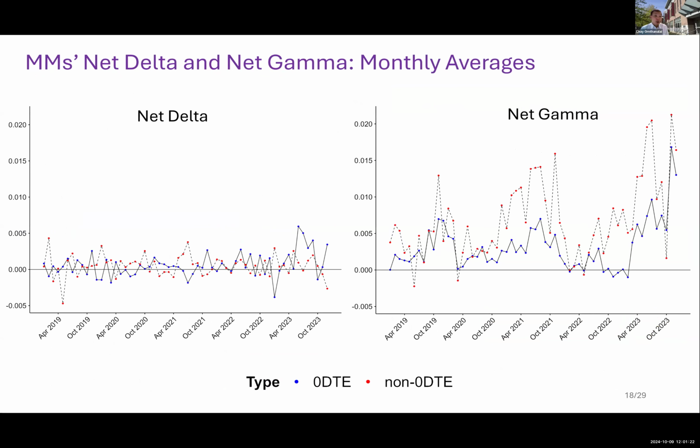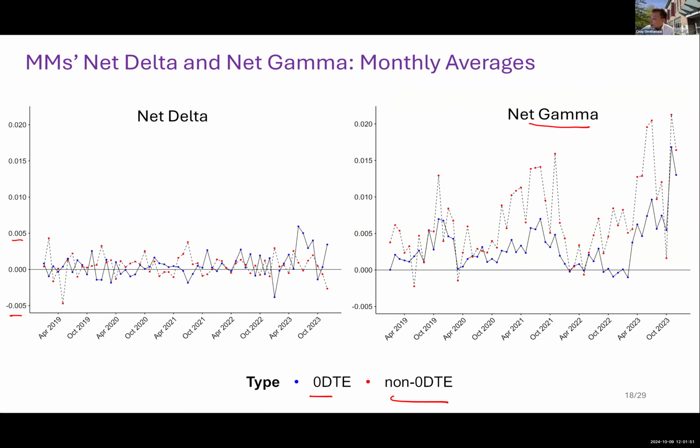So to show you the measure a little bit, these are monthly averages across time. And we do it by 0 DTE versus non-zero DTE for you to see the magnitude. The left-hand side is net delta. You can see that it's pretty much 0. Not much movement here. The net gamma, on the other hand, from non-zero DTE is quite large. It's actually larger than from 0 DTE.